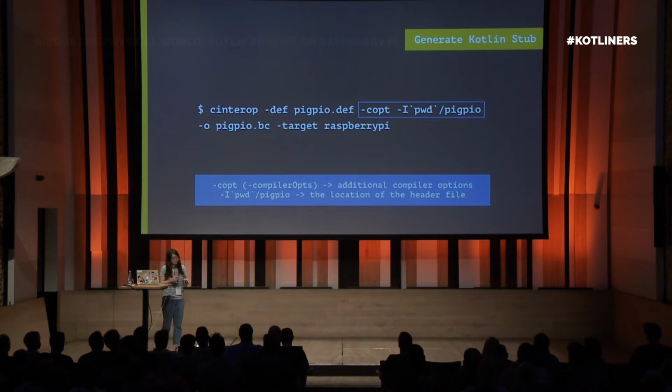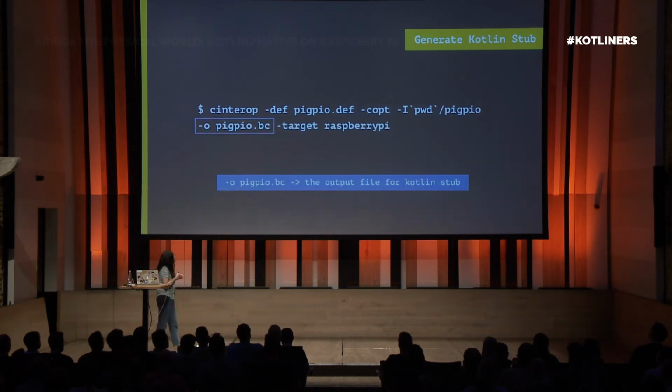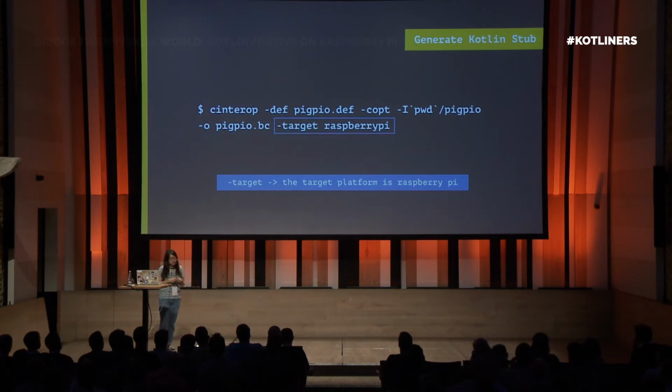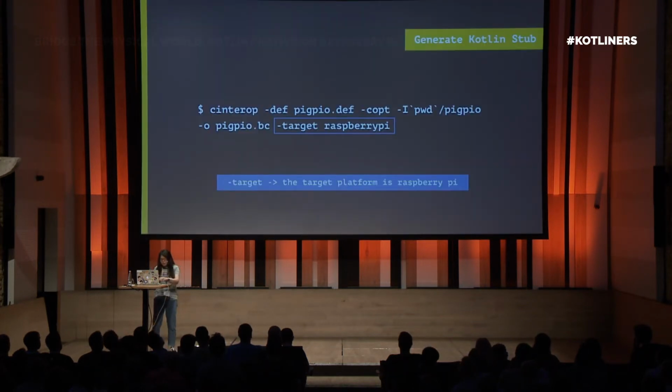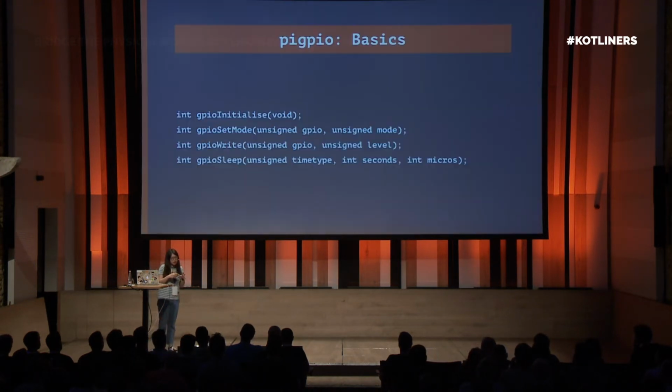To break down this line, we have an option called copt, which means compiler options. Here we specify where our header file is. Then we tell the tool, which is cinterop, what the output file looks like. And we're compiling for the Raspberry Pi target. Once this finishes, I get some Kotlin wrapper for the PiGPIO.